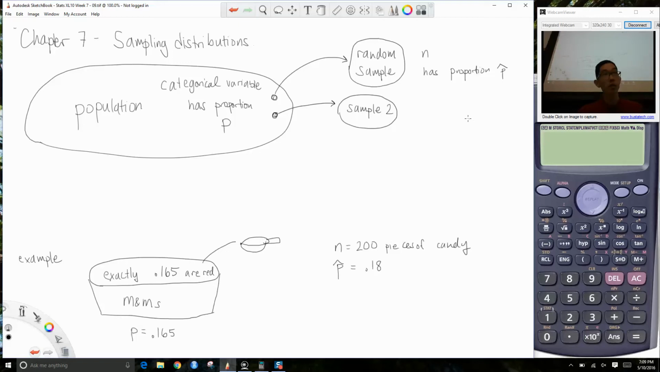Isn't 0.18 bigger than 0.165? Yes, yes. So how are you getting 0.18 out of the jar?